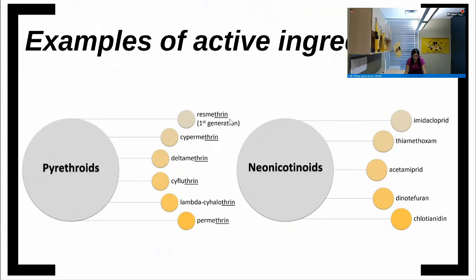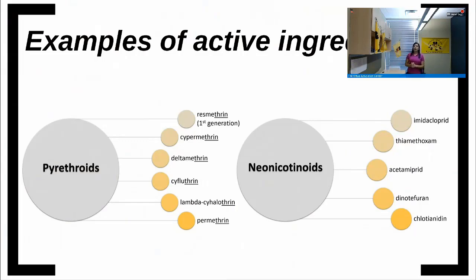Apart from the first generation, resmethrin, prallethrin, cinerin, and others from the first generation, they did not have as long a residual effect. They would be degraded by light very fast. But the newer generations, such as cypermethrin, deltamethrin, cyfluthrin, lambda-cyhalothrin, and permethrin, have a longer residual effect. Pyrethroids also can be used towards different pests, different arthropods, a lot of them.